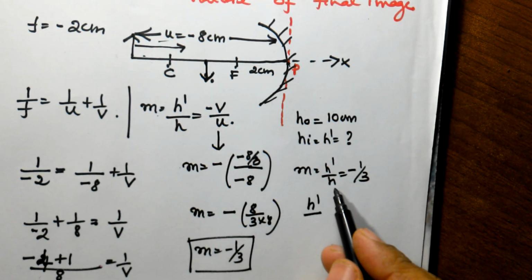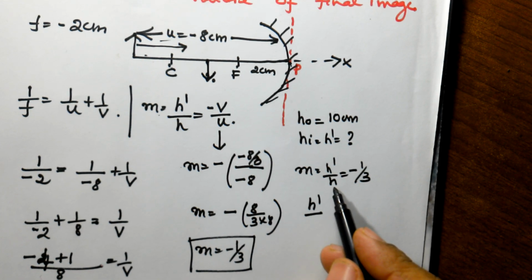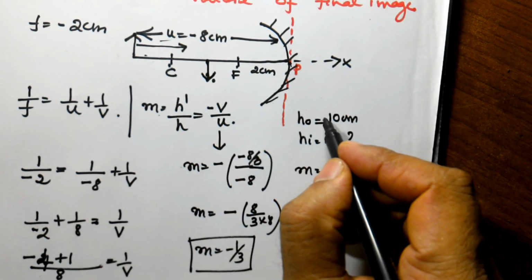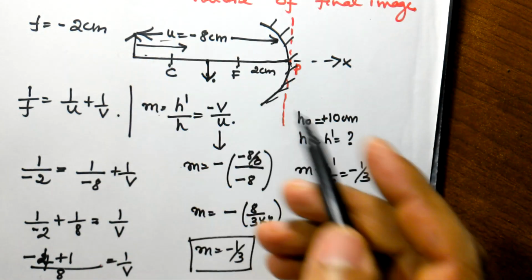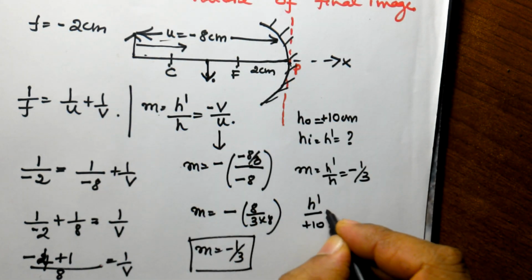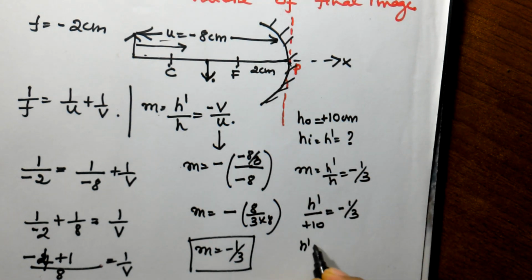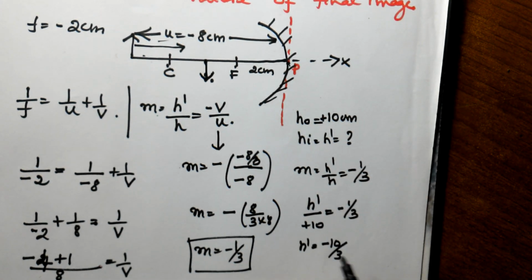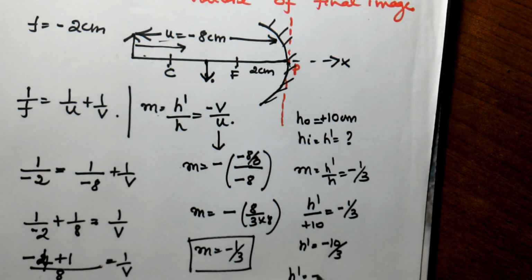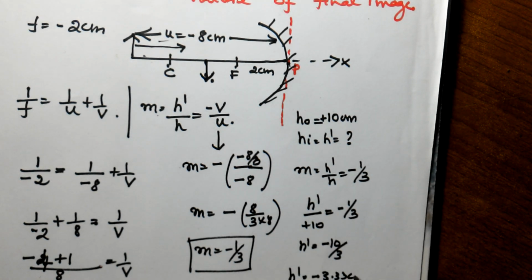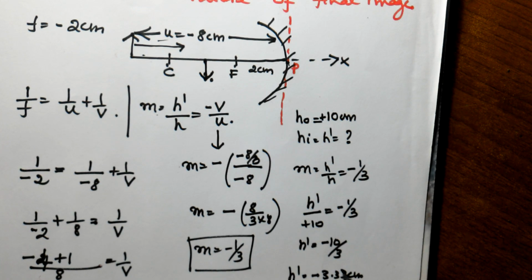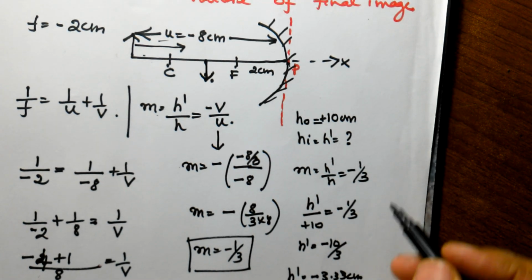Height of the object, h, that is taken as 10. That is plus 10. Can you tell me why it is plus 10? It is above the principal axis. So plus 10 is equal to minus 1 by 3. Okay, minus 1 by 3. H dash is minus 10 by 3. Of course, h dash is equal to minus 3.333 centimeters if this is 10 centimeters. Okay, this is the height of the image, which is lesser than 10.